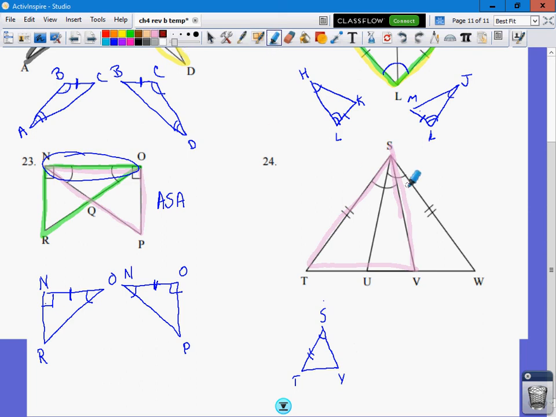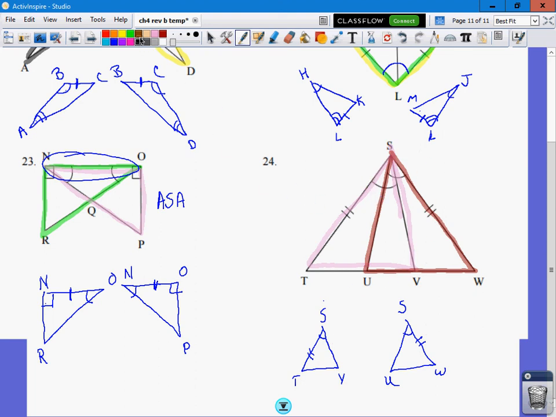When I go to do the other triangle, which would be here, and I separate it out, I have S, I have U, I have W. SW was marked, and where the S is was marked. I see I have an angle and a side. I have an angle and a side. Nothing was completely overlapping.